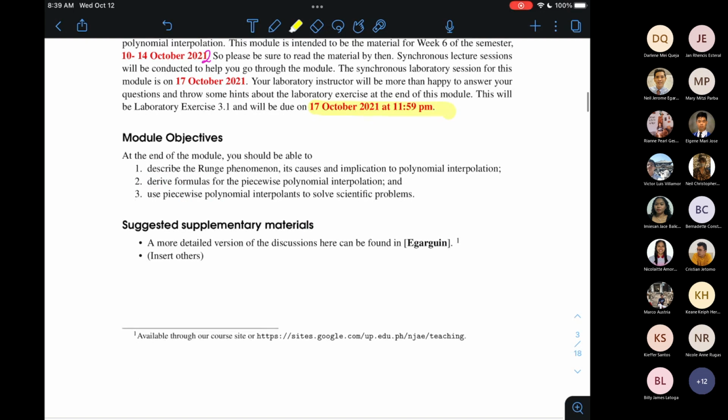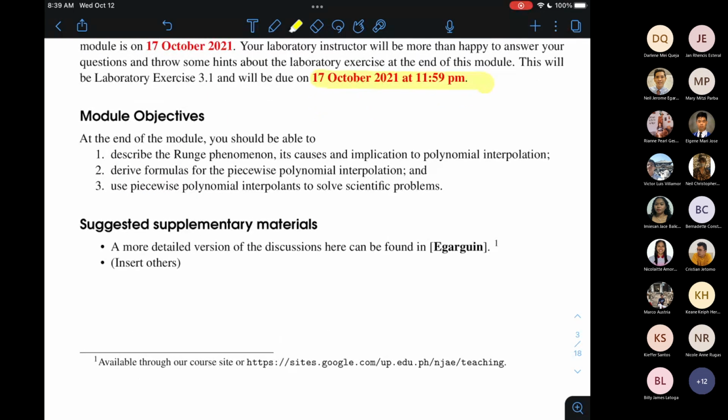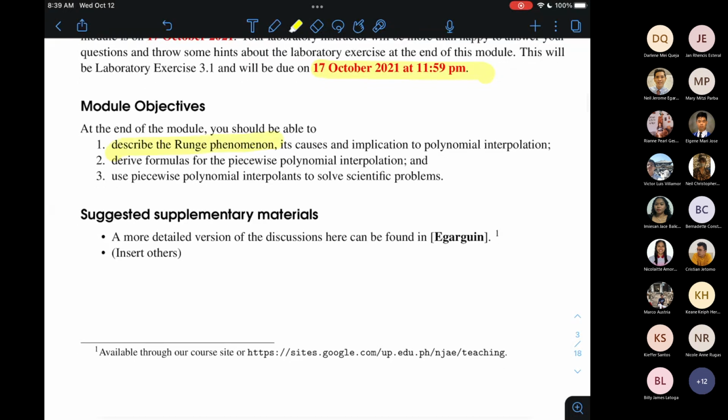And here are the goals for the module. First is I want you to be able to describe the Runge phenomenon, its causes and implications to polynomial interpolation. Tapos, i-derive natin yung formula para dun sa solusyon sa Runge phenomenon, which are basically the use of piecewise polynomial interpolants. And third, use piecewise polynomial interpolation to solve scientific problems. Okay? So, hatiin natin itong module into 2 meetings. So, sana matapos natin siya on Friday. Okay?